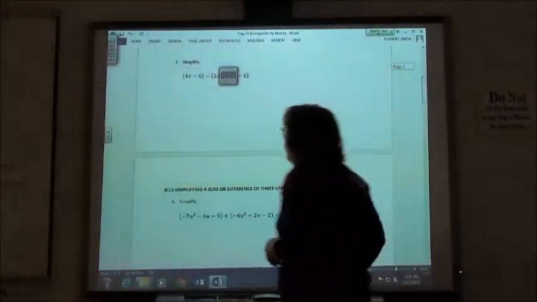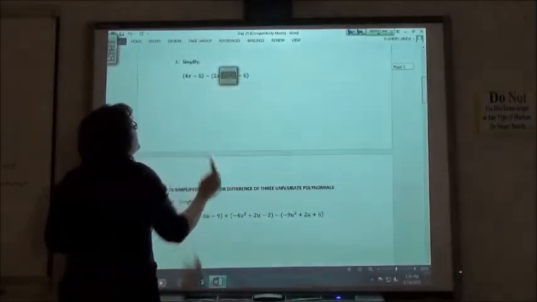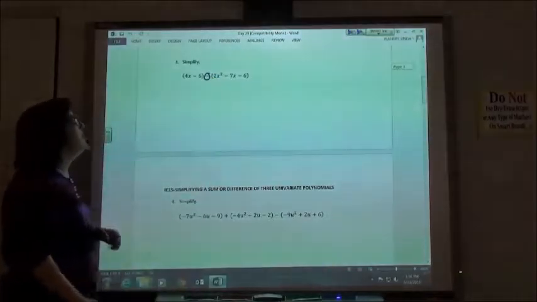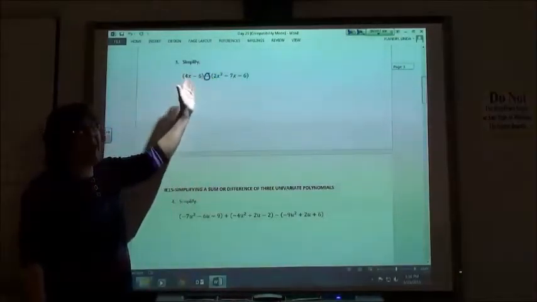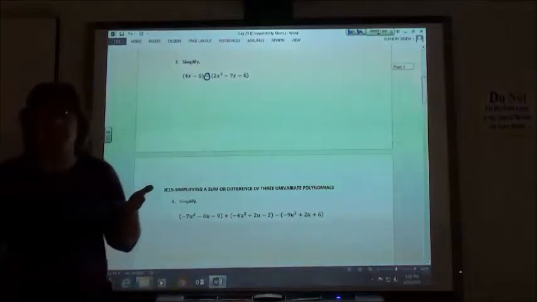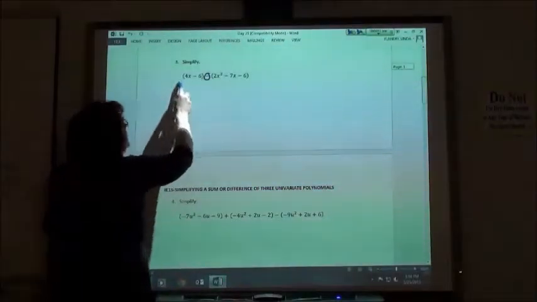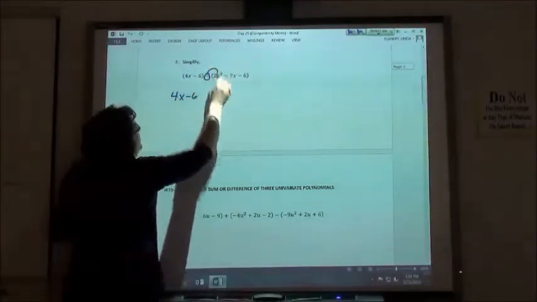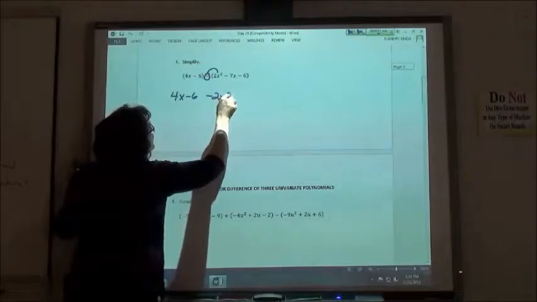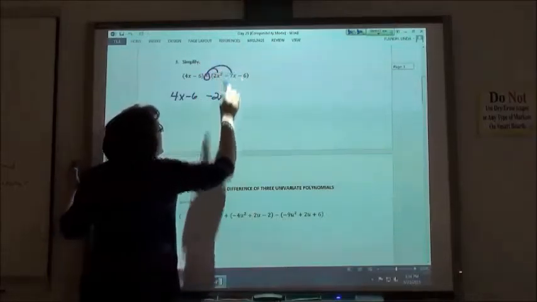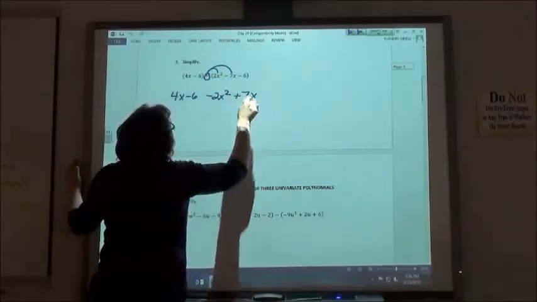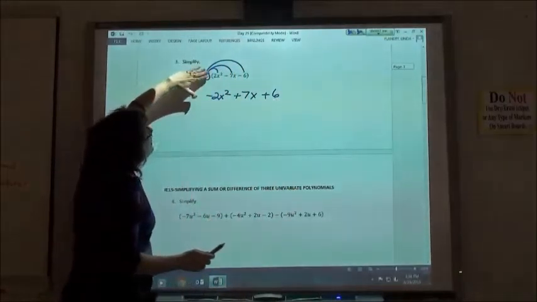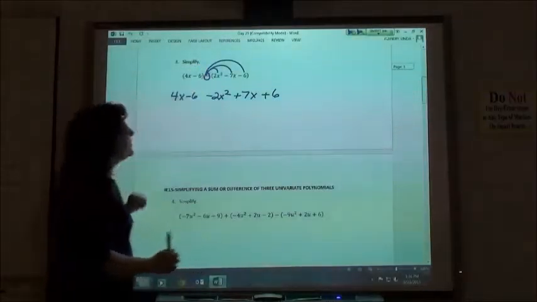So on the third one, this time it tells us that we are subtracting our two expressions. So technically subtracting is adding the opposite, or you can think about it as distributing that negative sign. This part's going to stay the same, 4x minus 6, but then a negative times a positive makes that a negative 2x squared. Negative times a negative makes that a positive 7x. And then a negative times a negative makes that a positive 6. So that I have the opposite of everything that was in the parentheses.